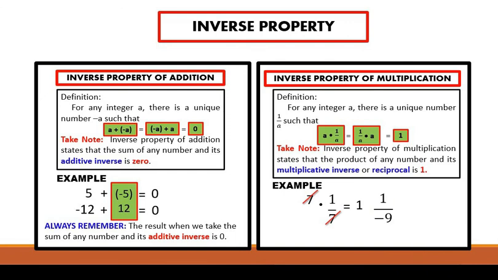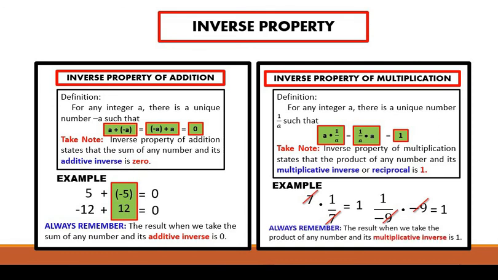Okay? O, ito. Given na yung 1 over negative 9. So, get mo ito yung reciprocal. Anong kabaligtaran? That is negative 9 over 1. So, ang 1s, pag nasa denominator, hindi na siya nilalagay. So, simplify mo lang. So, cancel na si negative 9. The answer is 1. So, that is the multiplicative inverse. Remember, the result when we take the product of any number and its multiplicative inverse is 1. So, don't forget that. Okay?